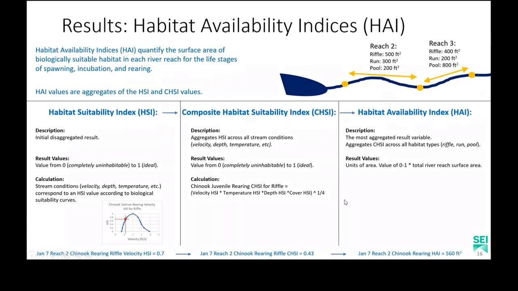And we'll also see that instead of the value from 0 to 1, now we have value in terms of the area, which is basically the value of 0 to 1. So it's each of the CHSIs, which range from 0 to 1, multiplied by the area of each of the habitat types.